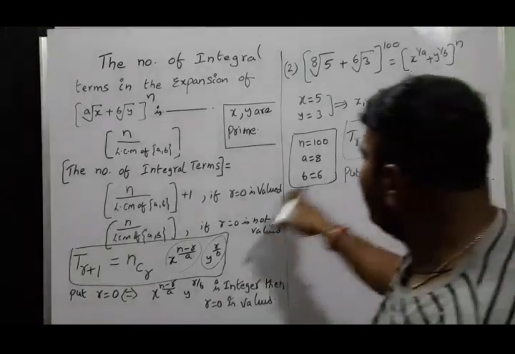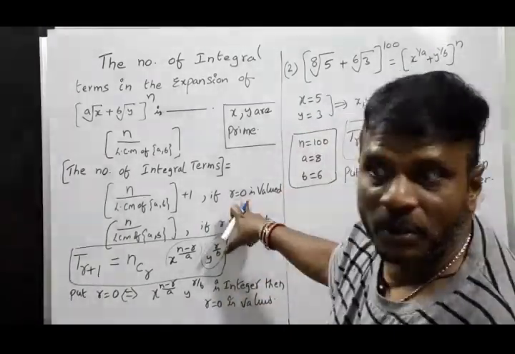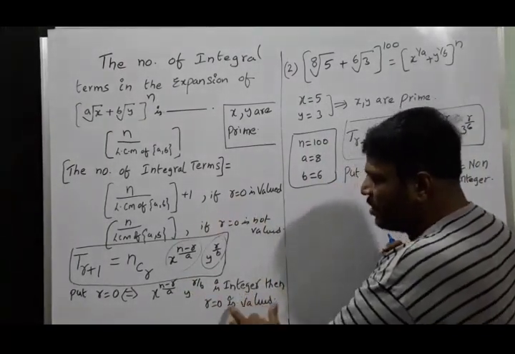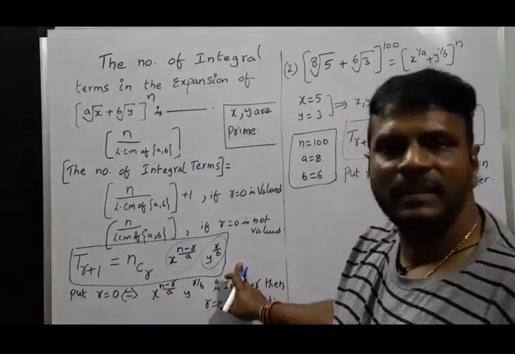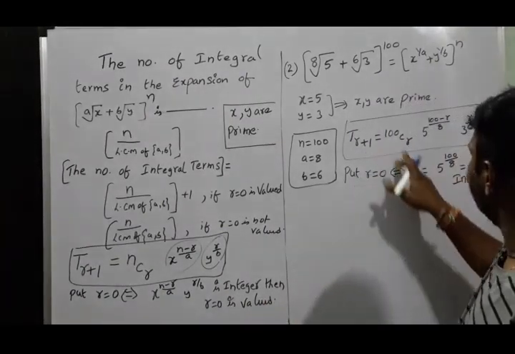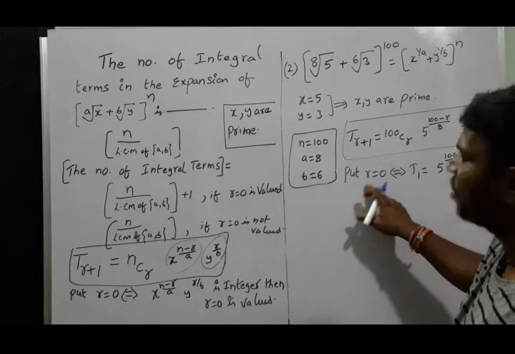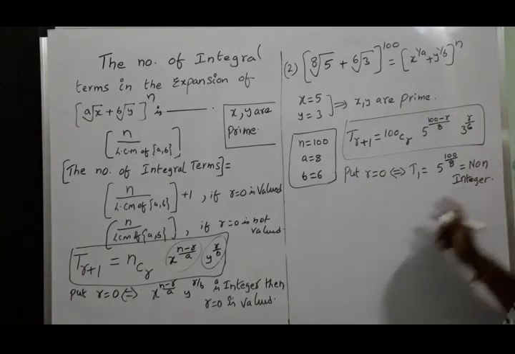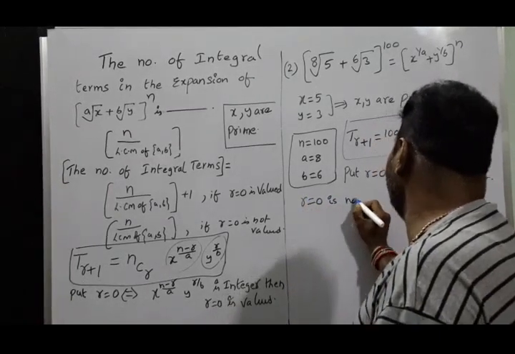If the general term is an integer, then r is equal to 0 is valid. I already told you. If the general term is a non-integer, then r is equal to 0 is not valid. Here, in the general term, substitute r is equal to 0, you will get a non-integer. Therefore r is equal to 0 is not valid.